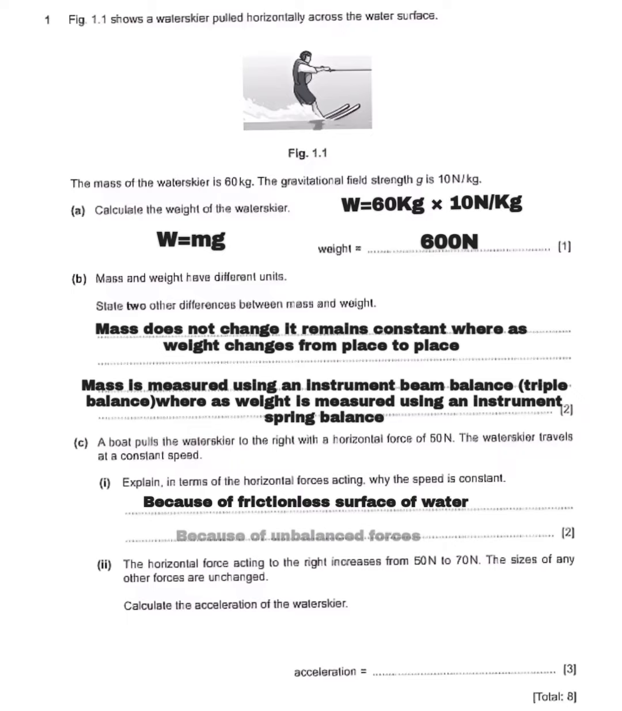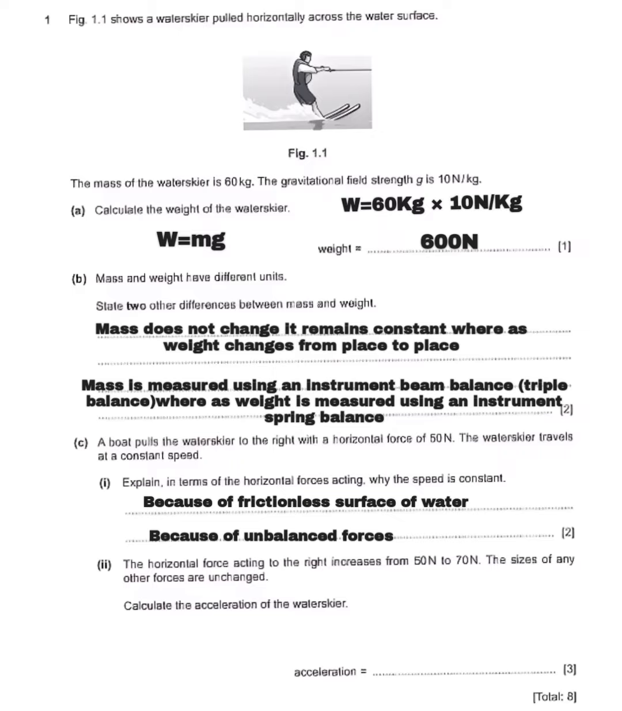Then apart from frictionless surface, I'm going to say because of unbalanced forces. When you're having unbalanced forces, let's say for example you have 100 newtons acting on the right hand side and 60 newtons acting on the left side, the resultant force is 100 minus 60, which is 40 newtons, which means the object is going to move to the right direction. So, because of unbalanced forces.